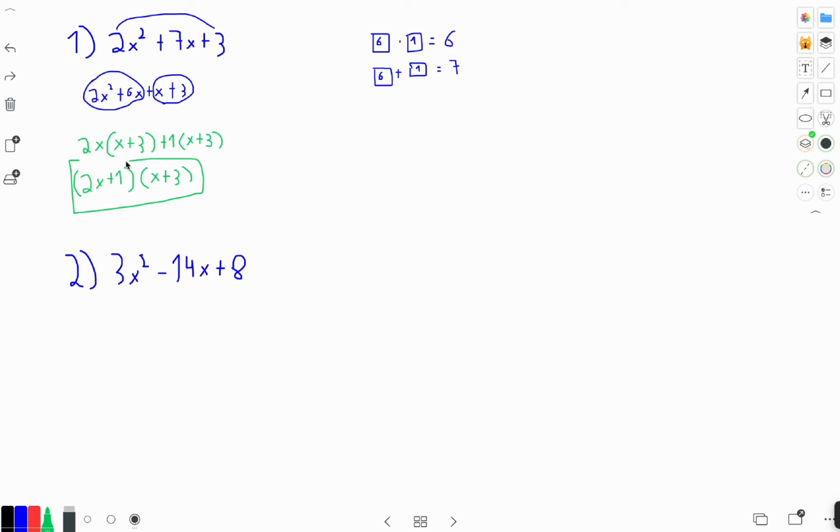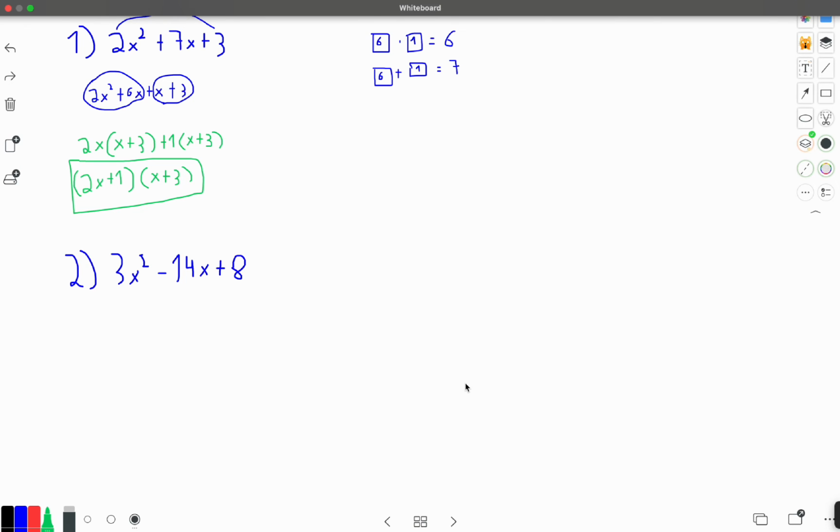So don't forget, guys, multiply the leading coefficient of the first term by the last term, and then split the middle term, and then factor by grouping. Okay, let's move on to trinomial number 2. Try to do this, guys, by yourself on a piece of paper and get back to the video.